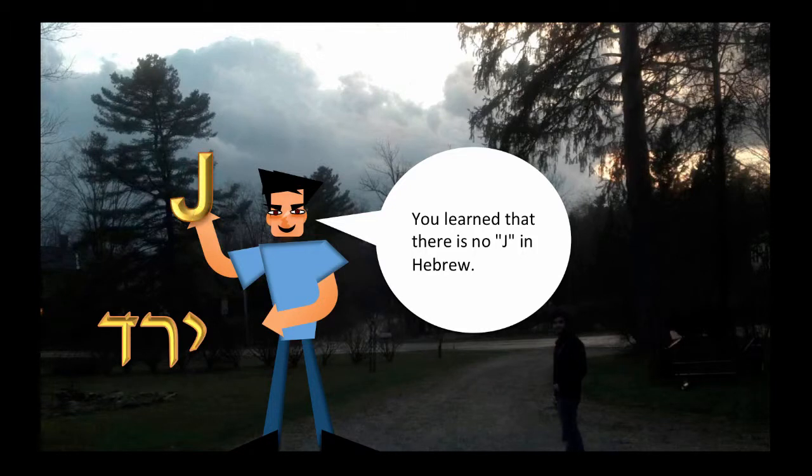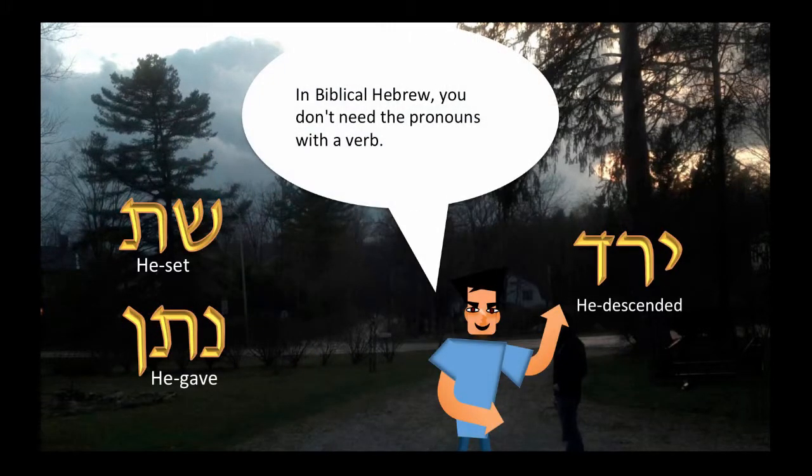And you learned that there is no J in Hebrew. And Yared taught you that. And in Biblical Hebrew, you don't need pronouns the way you do in English with the verb. So one word can mean he set, one word can mean he gave, and then of course one can mean he descended or he went down.